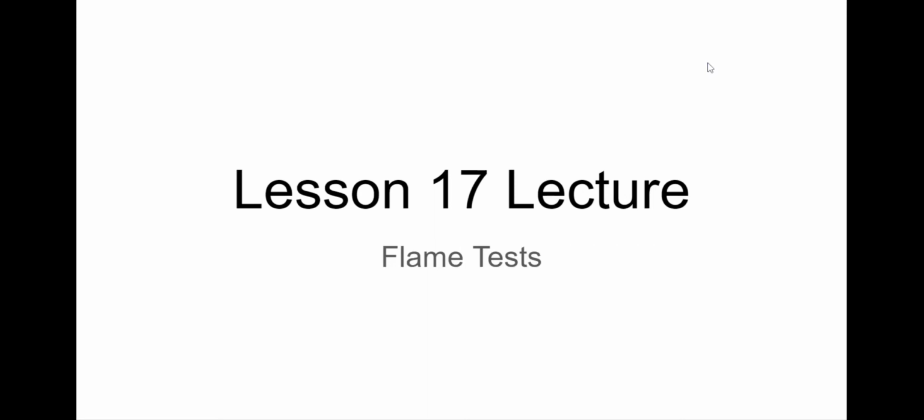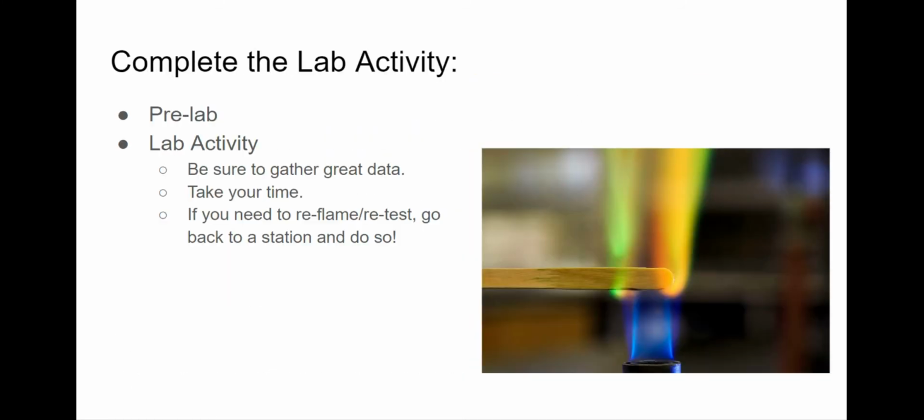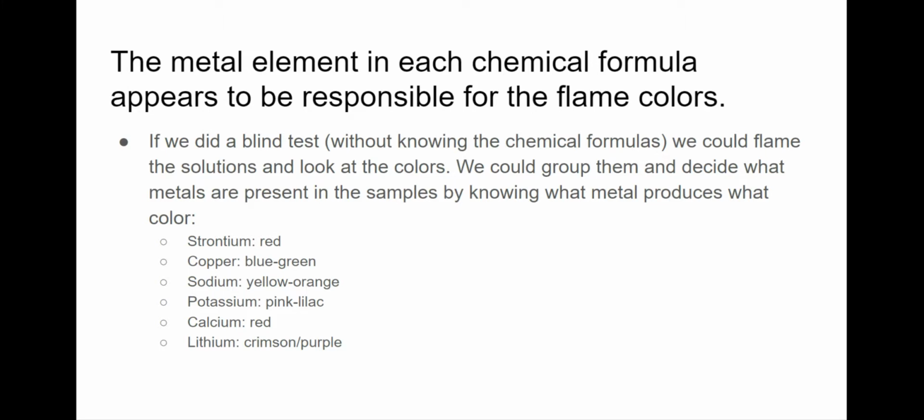Okay, so now you have completed the lab activity, and let's talk about that data. Again, this is your actual lecture for lesson 17. The metal element in each chemical formula appears to be responsible for the flame colors. Is that true? Look at your data.